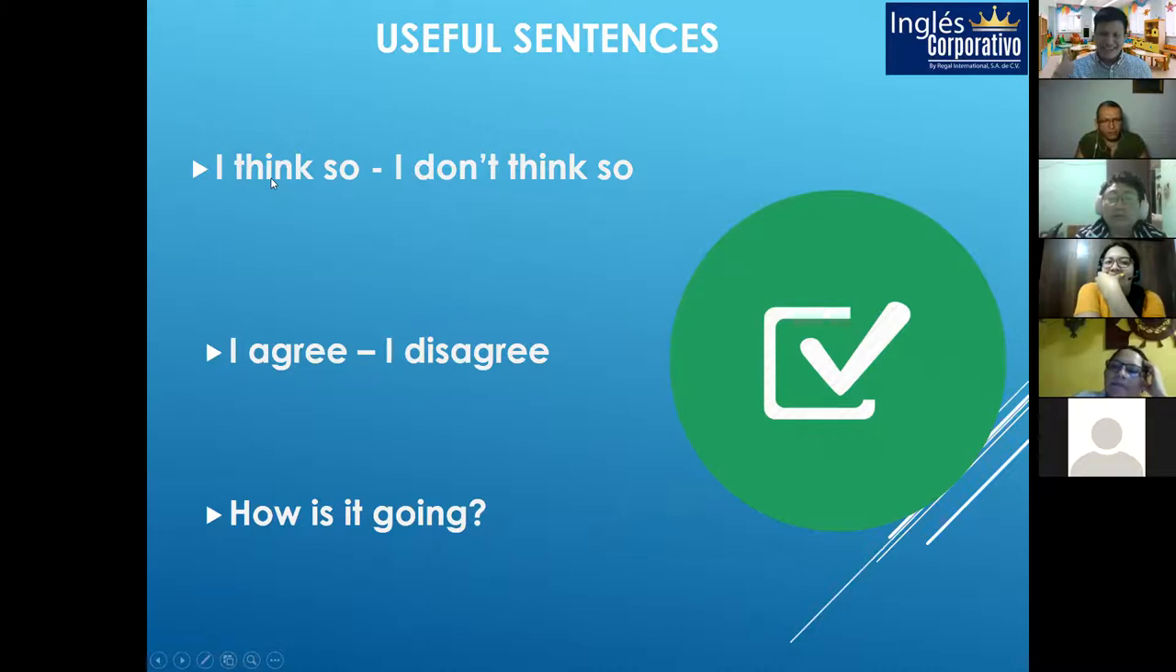Okay. I think so. This is a really nice expression. I like it. I think so. I think so, teacher. Creo que sí. Take note. Creo que sí significa, I think so.